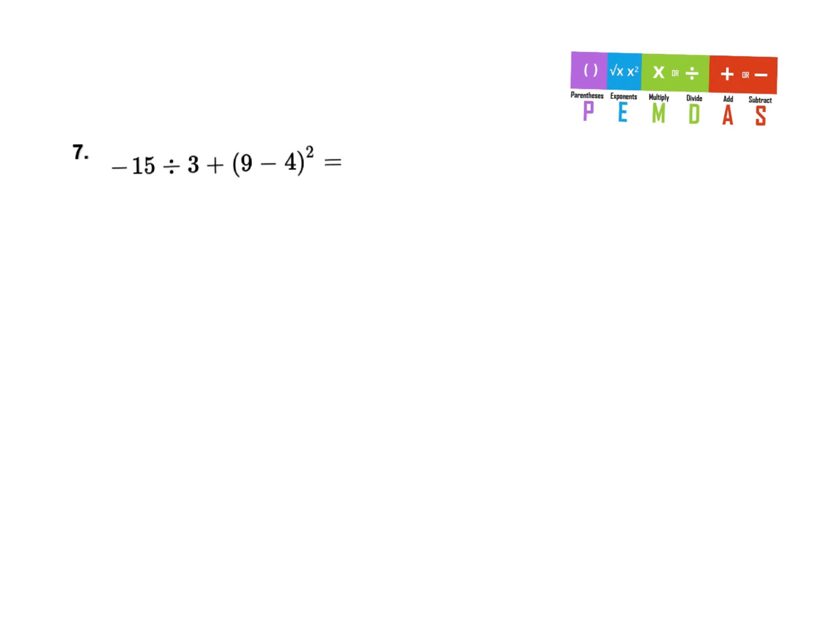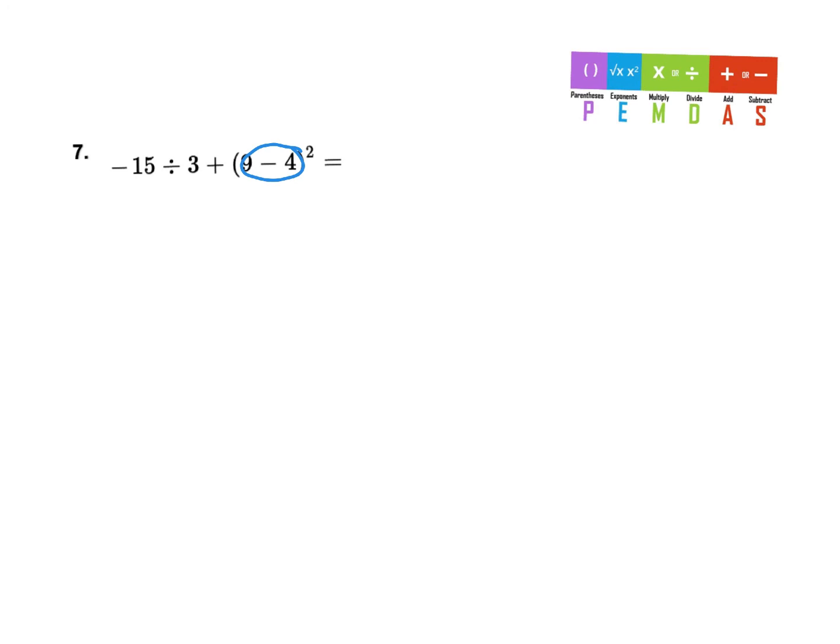All right, number 7, we have negative 15 divided by 3 plus 9 minus 4 to the second power. Now this is really important because a lot of people make mistakes on ones like this. So let's start with our parentheses. We have to evaluate everything inside this parentheses first, because that exponent of the 2 does not belong to that negative 4.